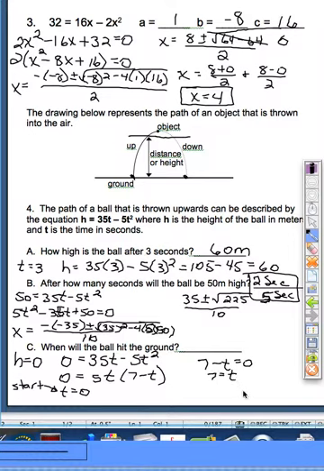So how long did it take? When did the ball hit the ground? It was when time was 7 seconds. So after 7 seconds, the ball went up all the way. It started on the ground at t equals 0, went up and down, and hit at t equals 7.